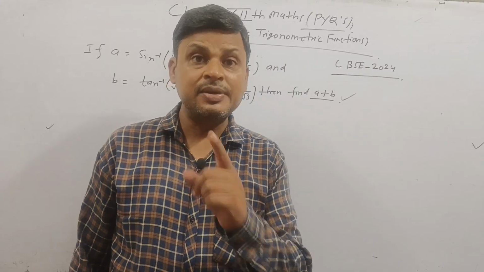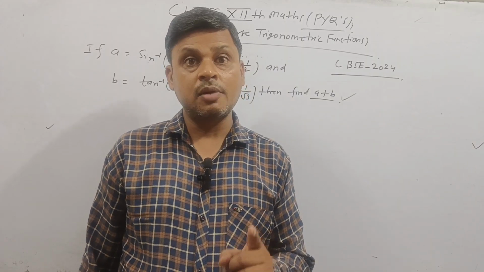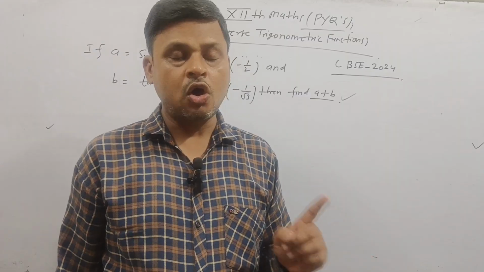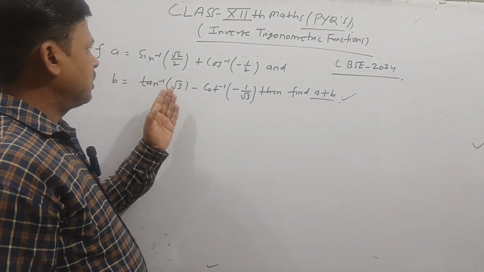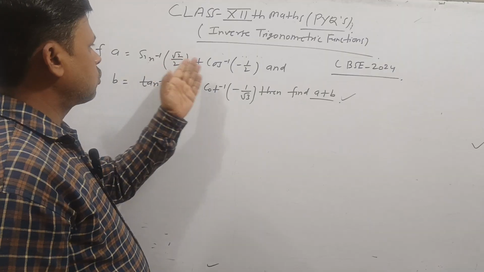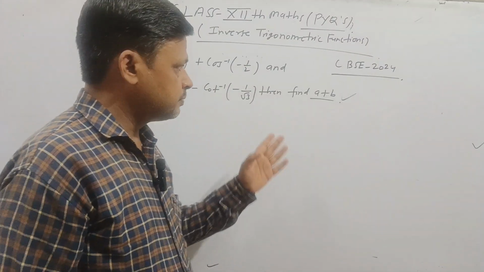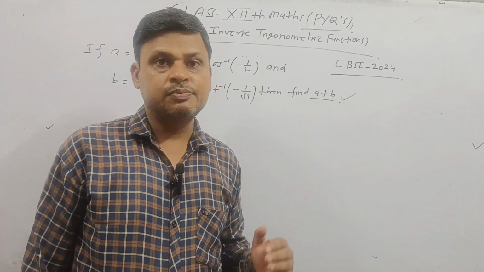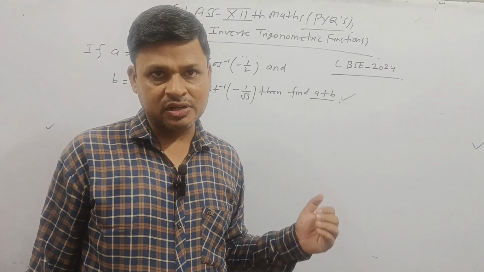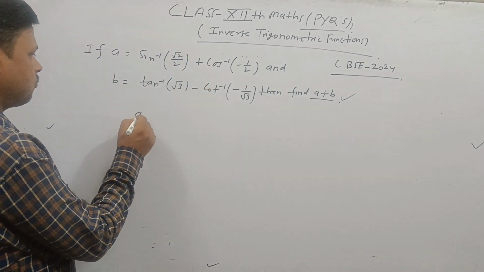Previously, I have told you several times that for tackling these types of problems of inverse trigonometrical functions, you must be aware of the principal values of all the trigonometrical functions or trigonometrical ratios. So, what are the principal values of sine inverse, cos inverse, tan inverse and cot inverse functions? It is mandatory for you to remember the principal values of these inverse trigonometrical functions. So here, first I will solve for A.